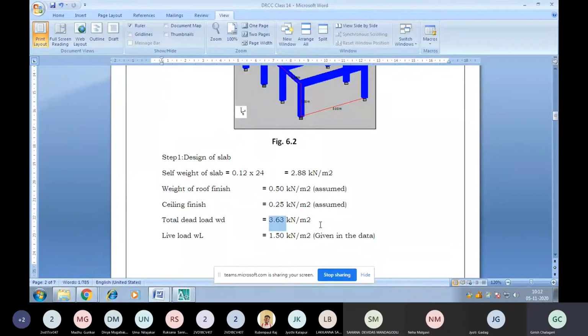From the given question, the live load is 1.5 kilonewton per meter cube. So 1.5 is written. The dead load is 3.63 and the live load is 1.5. This is WD, that is dead load, and this is WL, that is live load.